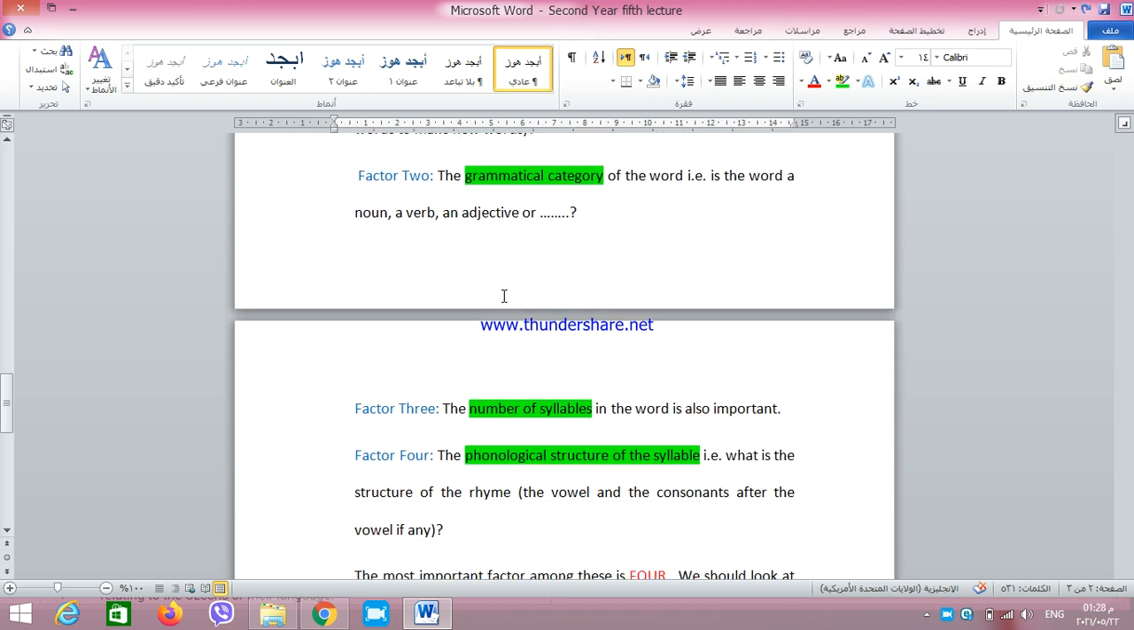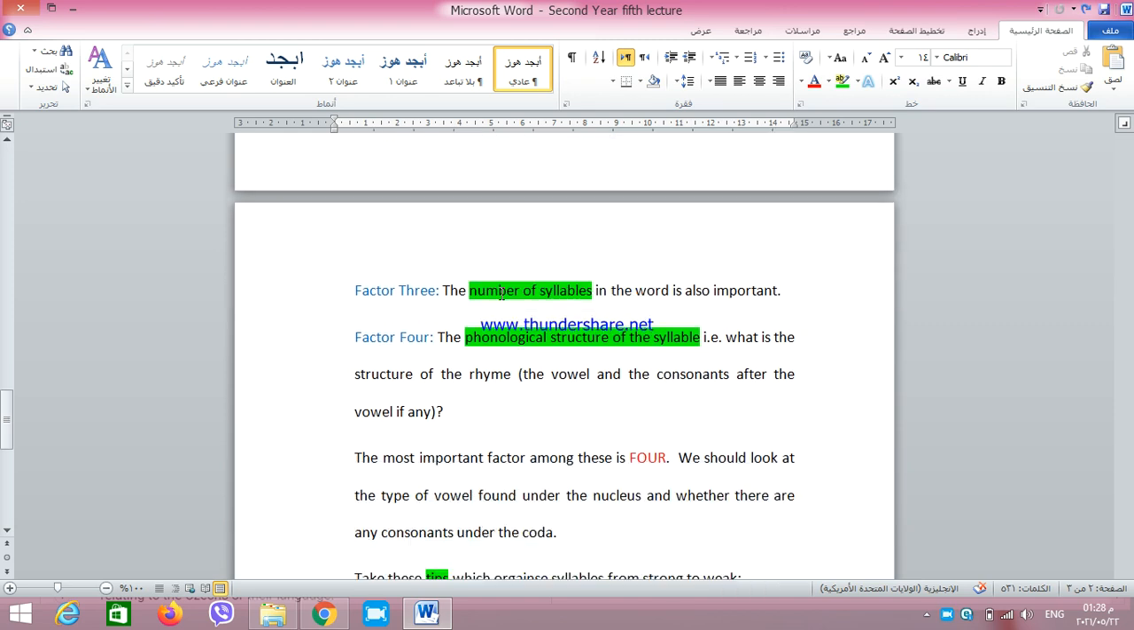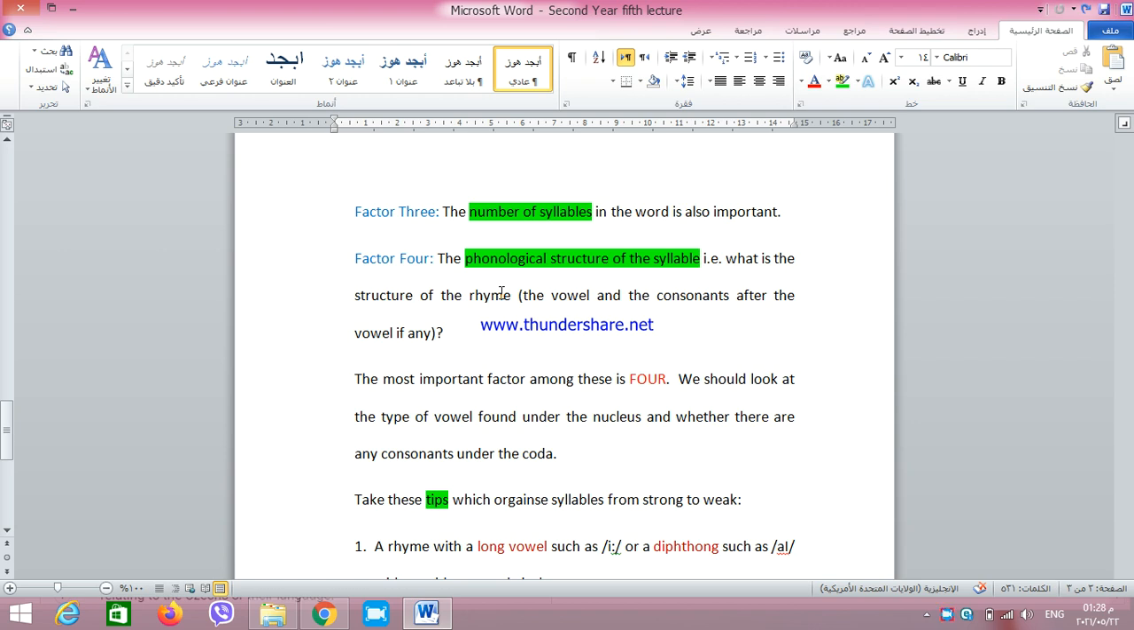The second factor is the grammatical category of the word. Is the word a noun, verb, adjective? There are different rules for stressing nouns and different rules for stressing verbs and adjectives. So we need to know the grammatical category of the word we are dealing with. I mean, which part of speech it belongs to. The third factor is the number of syllables we have in a word. If a word is monosyllabic, it is always easy to give stress because we have one syllable, we give it stress and that's all. Sometimes we have two syllables, so we have two options, 3 syllables, 3 options, 4 syllables, 4 options. So the number of syllables is very important.